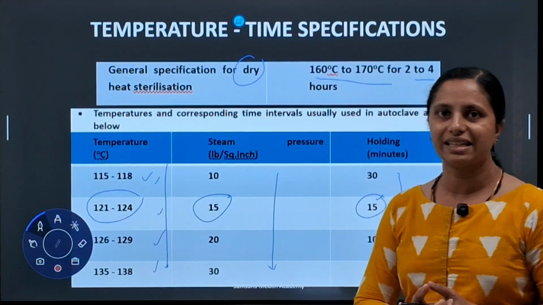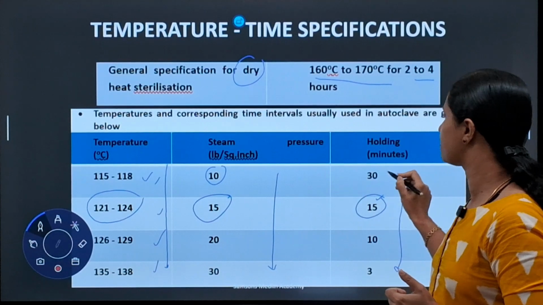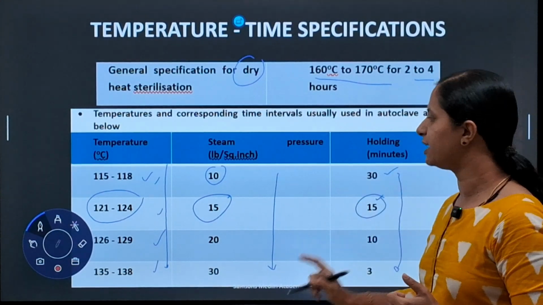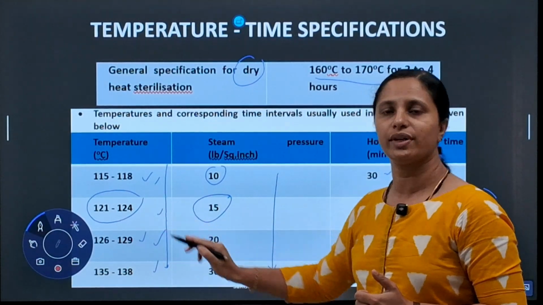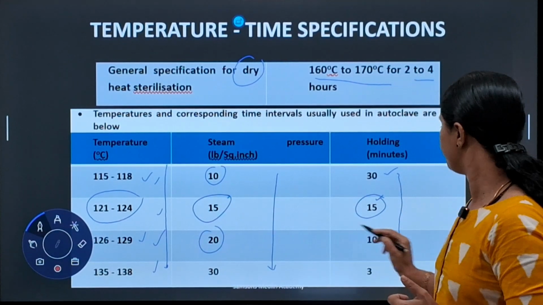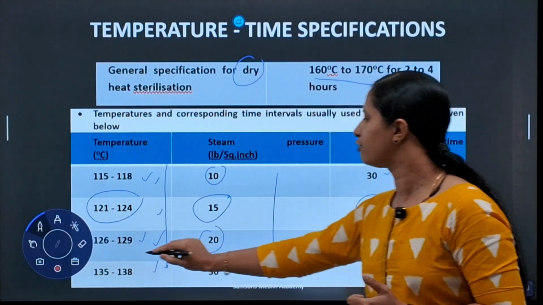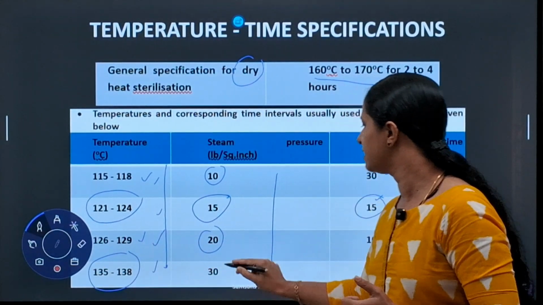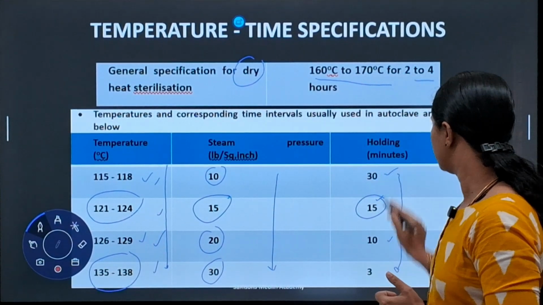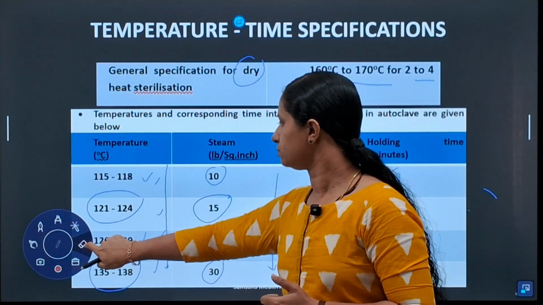115 to 118 degrees Celsius at 10 lb per square inch pressure, the exposure time is more, 30 minutes. 126 to 129 degrees Celsius at 20 lb per square inch pressure, the holding time is 10 minutes. And for 135 to 138 at 30 lb per square inch, the holding time is only 3 minutes. Okay.